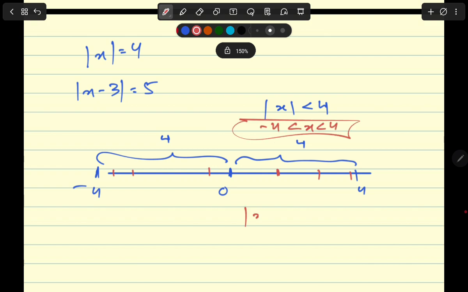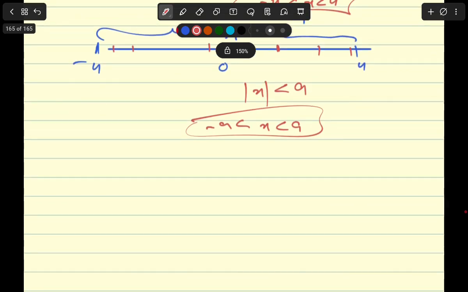Okay, so whenever it's less than, we are talking about the inside thing, right? So if modulus of x is less than a, then x lies between a and negative a. So that's a general rule. Okay. Now let's do a second case.